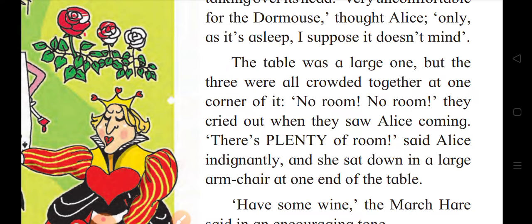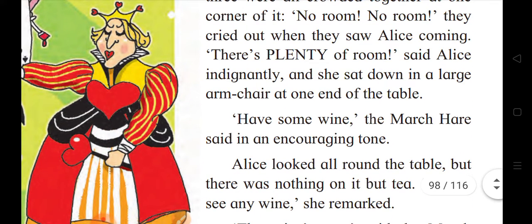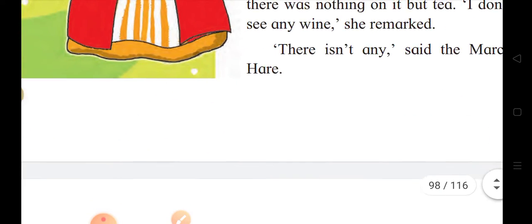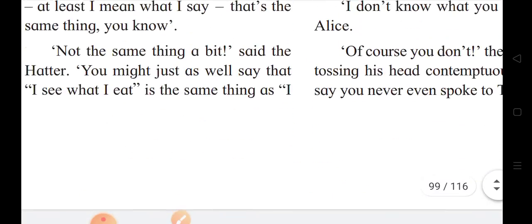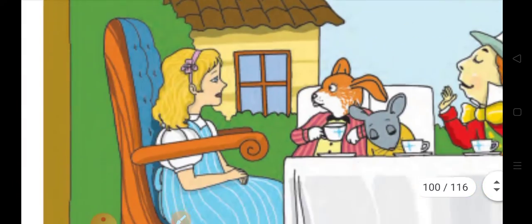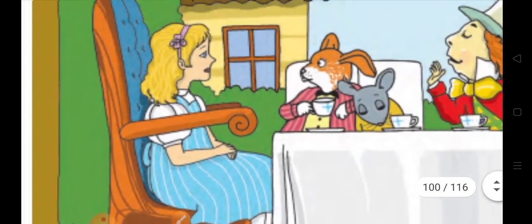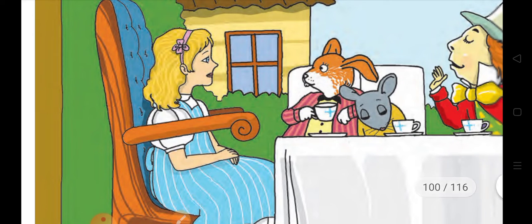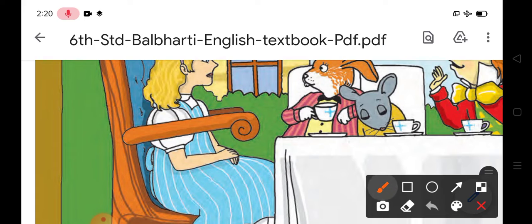So she said, there's plenty of room, said Alice indignantly, and she sat down in a large armchair at one end of the table. So she came and purposely sat there on an armchair. I'll show you what the armchair looked like where she was sitting. You can see the picture. In this picture, you can see this is called an armchair, wherein you can keep your arms comfortably. So that is called an armchair.